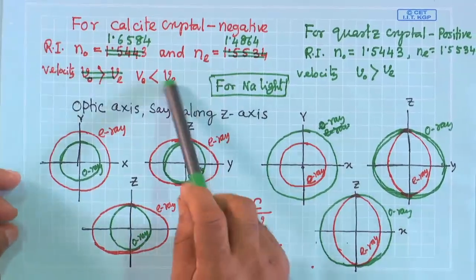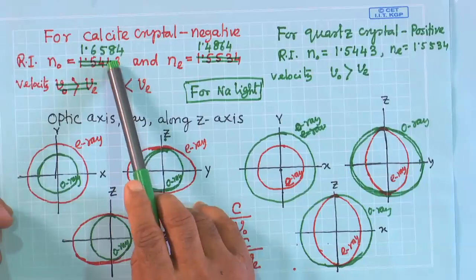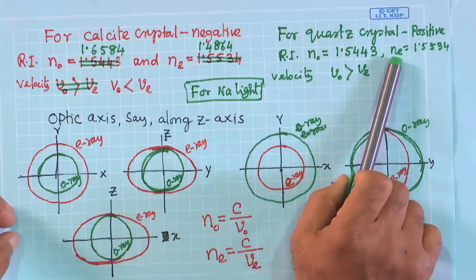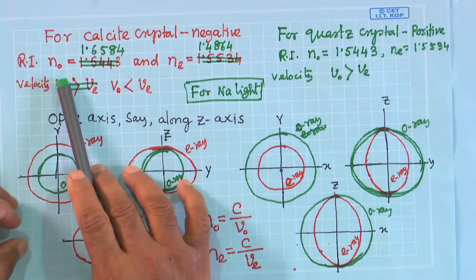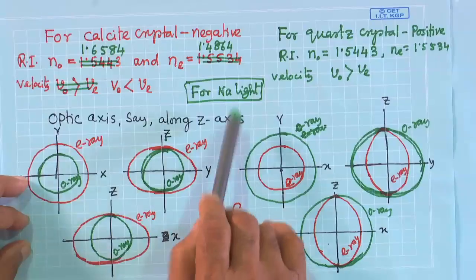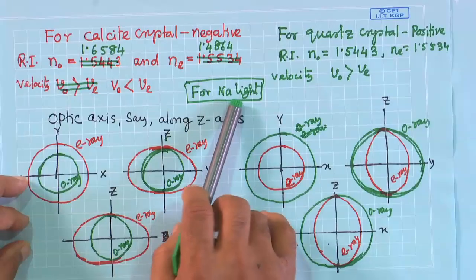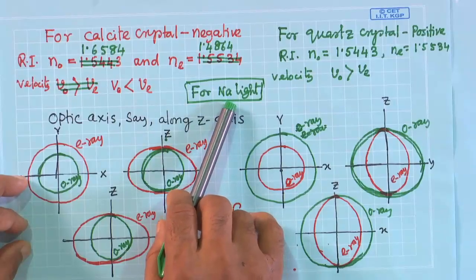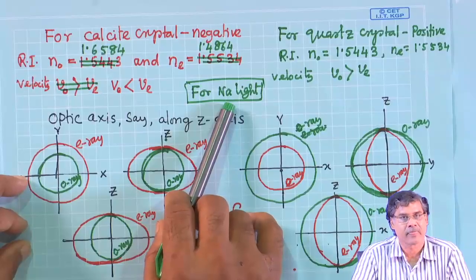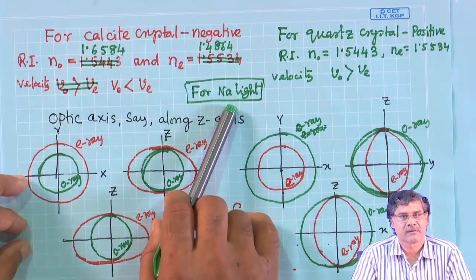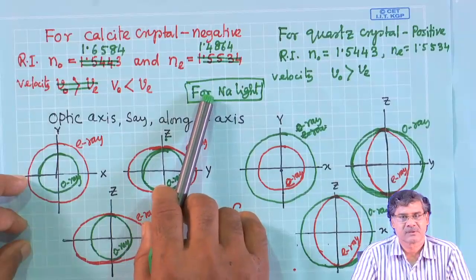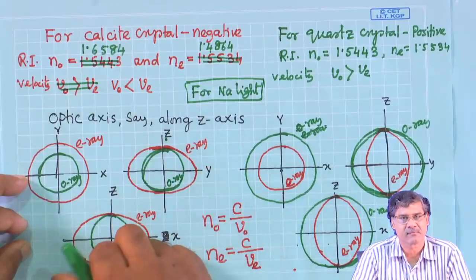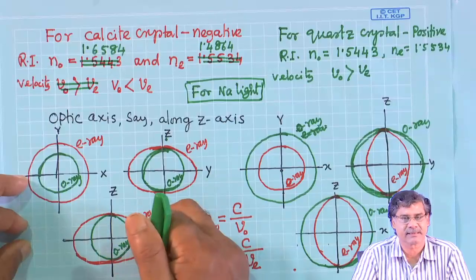So, for these two crystals, basically the calcite crystal and the quartz crystal, the refractive index, if we use the sodium light, means the nearly monochromatic light, sodium D lines, the wavelength is 5893 angstrom. For this wavelength, because refractive index depends on wavelength, it varies, dispersion basically.